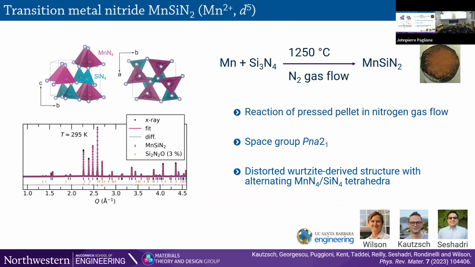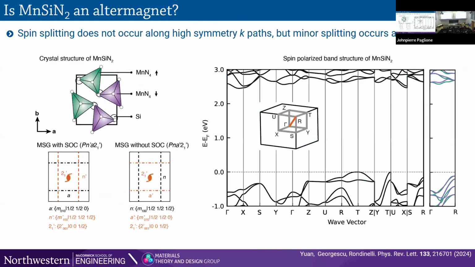This is the compound manganese silicon nitride, which is essentially a Wurtzite-like structure where manganese and silicon are ordered. Manganese is 2+, so it's a d5 electron system, and this material has been synthesized in collaboration with Stephen Wilson and Ram Seshadri at UCSB, and they made this material, and we were interested in studying it. Well, one, it's an interesting antiferromagnet that orders above room temperature, and so we were interested, is this an ultramagnetic compound? And the answer is not really.